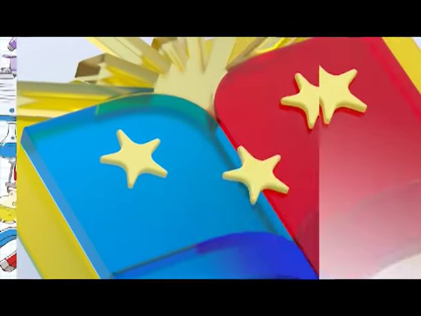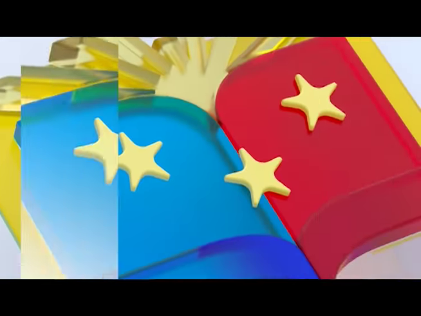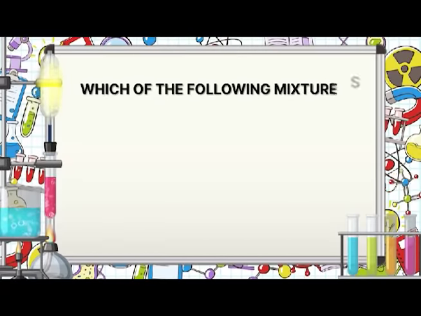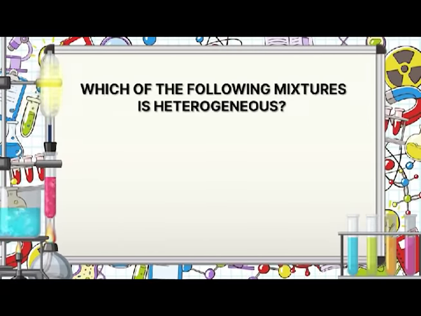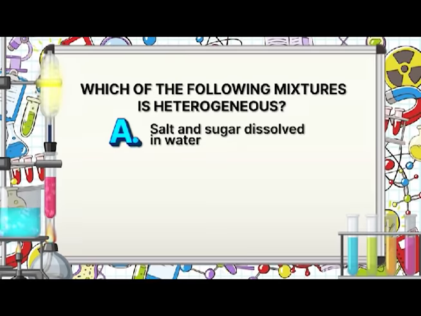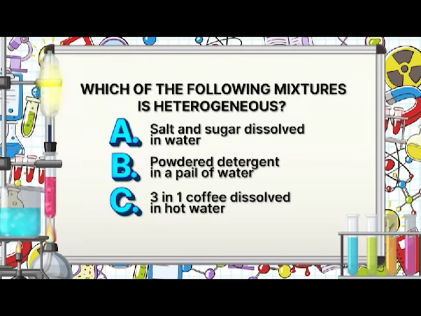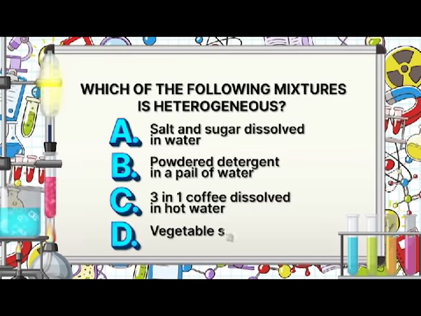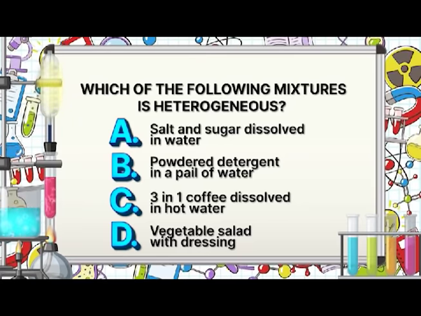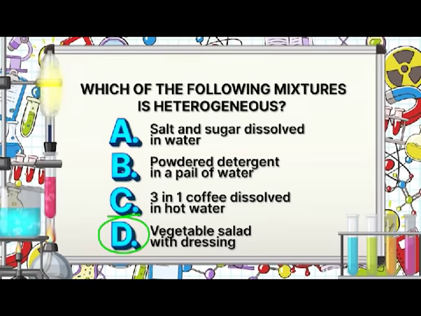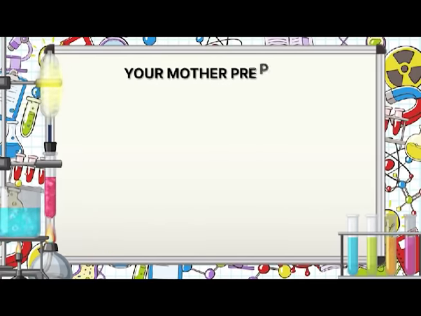So now, let's go to the assessment part. Choose the correct answer in each number. Write your answers on your paper. Which of the following mixtures is heterogeneous? A. Salt and sugar dissolved in water. B. Powder detergent in a pail of water. C. 3-in-1 coffee dissolved in hot water. Or D. Vegetable salad with dressing. The correct answer is D. Vegetable salad with dressing.